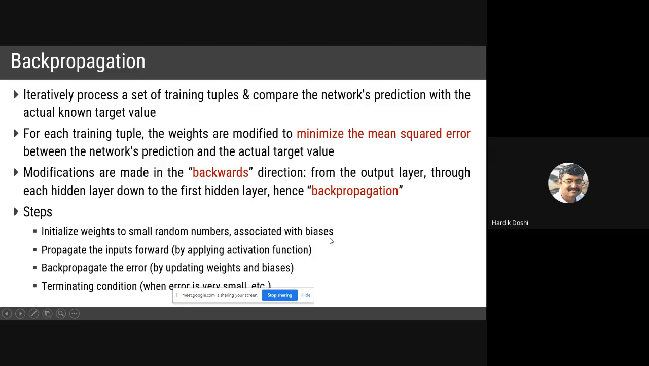Sir, this we are not clear. I'll come to this, don't worry. Propagate the inputs forward by applying activation function. Propagate the error by updating weights and biases. Terminating condition. We should have some terminating condition. Sir, we didn't get any of this. Don't worry.